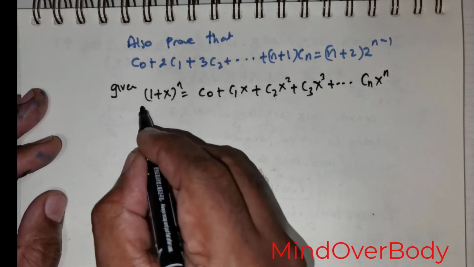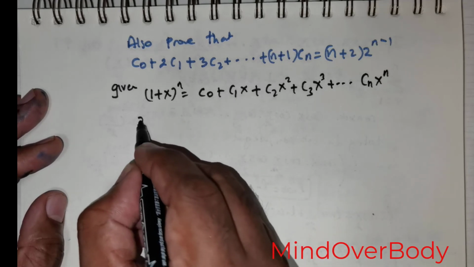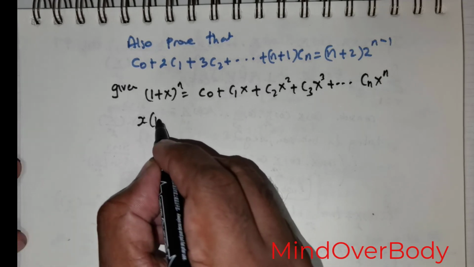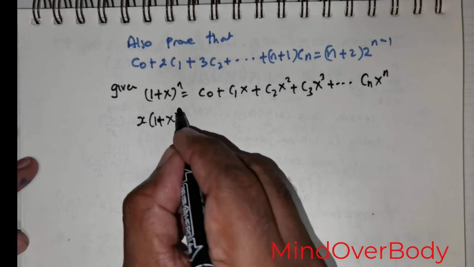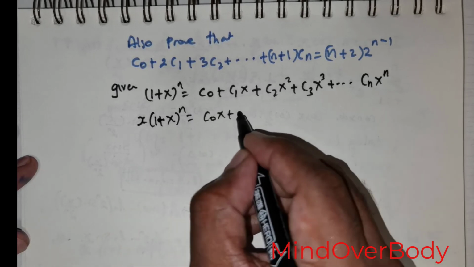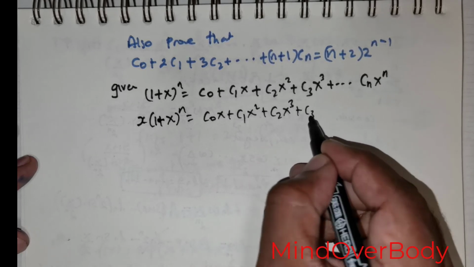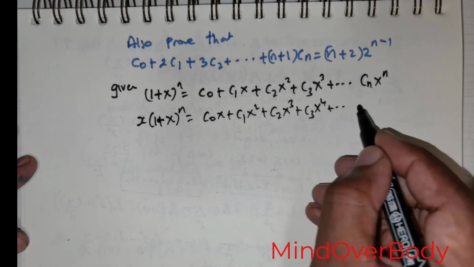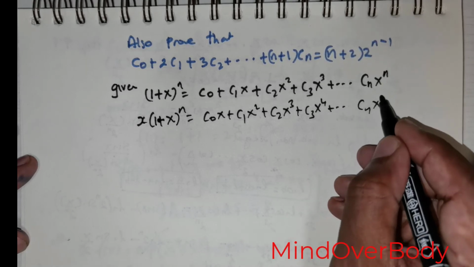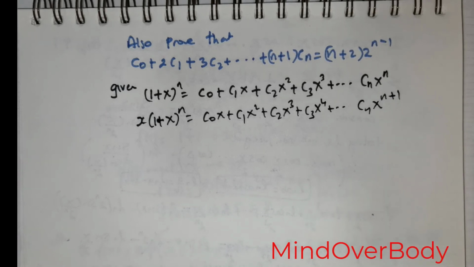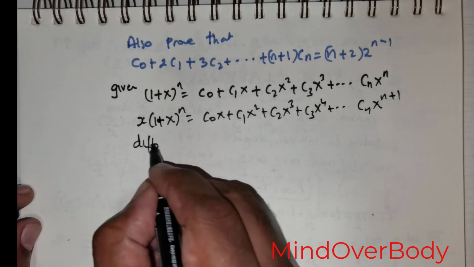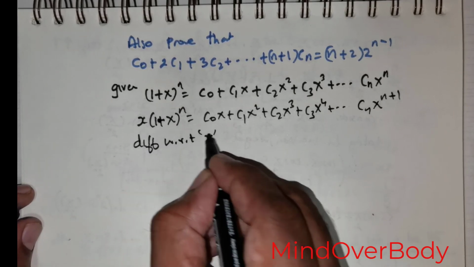Now I will be multiplying the left side and right side by x, so that would mean I now have x(1+x)^n is equal to c0x + c1x² + c2x³ + c3x⁴ + etc. cn, where x is being multiplied, so this is going to be x^(n+1). So that is fine. Now let us differentiate the quantity with respect to x.